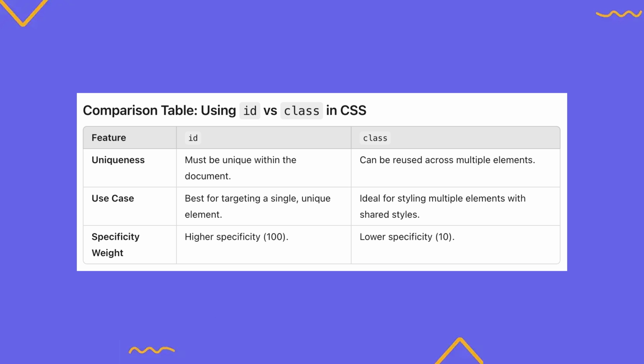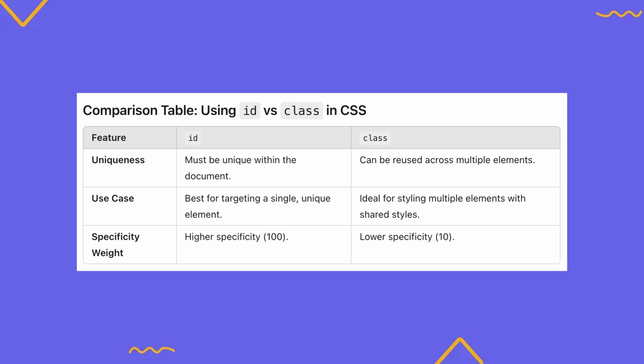On the other hand, classes can be used multiple times across the page, and a single element can have several classes. Secondly, an element can have only one ID, but it can have multiple classes. Classes can be combined in any quantity and order, giving you more flexibility in styling. Finally, when comparing specificity, an ID has much higher specificity.